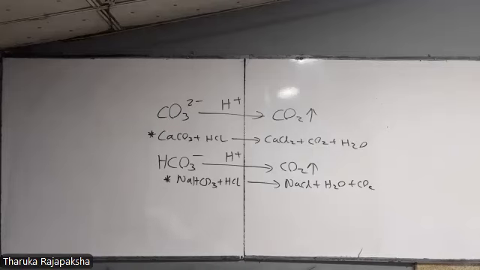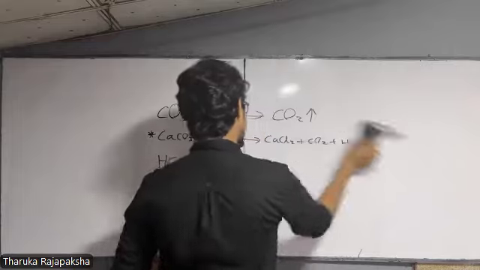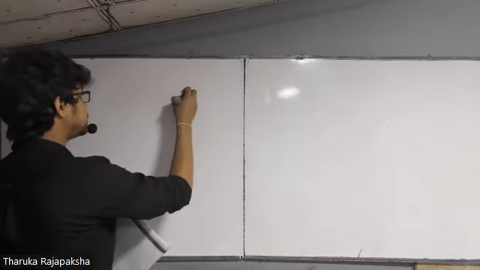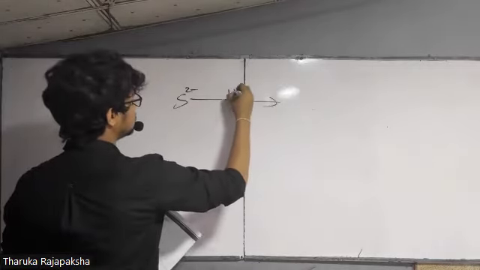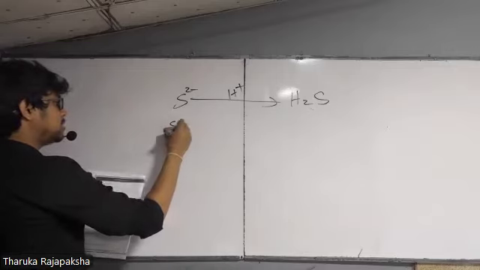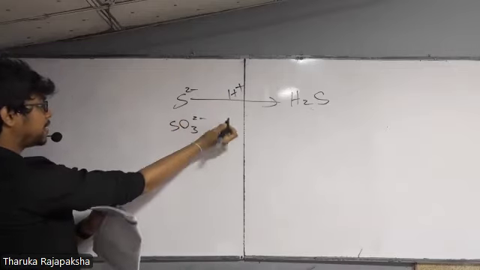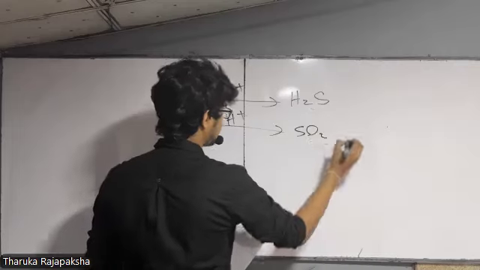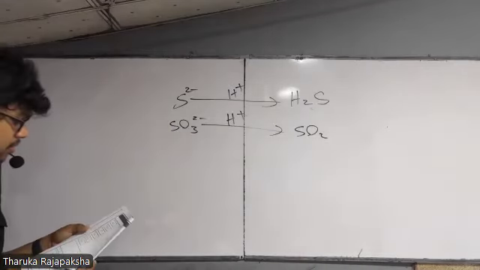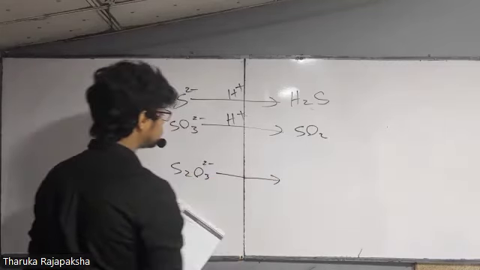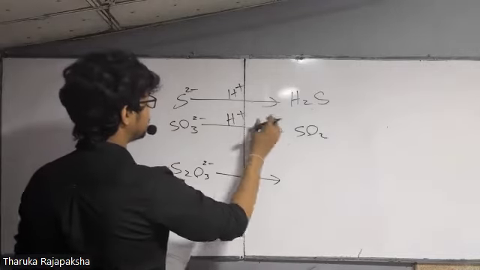Okay, now the next ones: sulfide, sulfite SO3 2 minus, and S2O3 2 minus. For sulfide, when you add H plus, it's easy: hydrogen combines with sulfur forming H2S. Next, sulfite: when you add H plus, you will get SO2 gas. Then S2O3 2 minus. Let's write an example reaction.